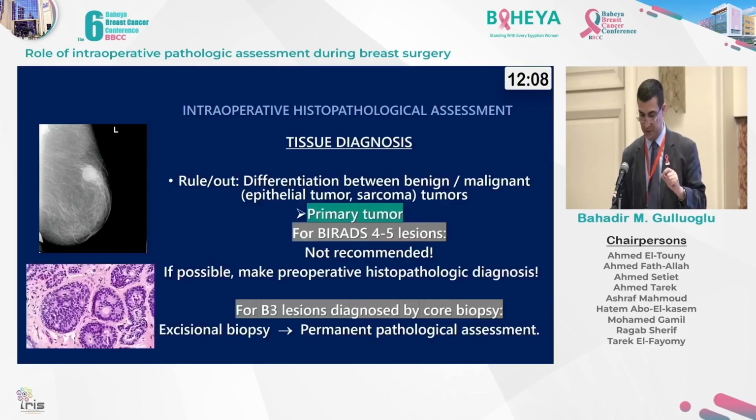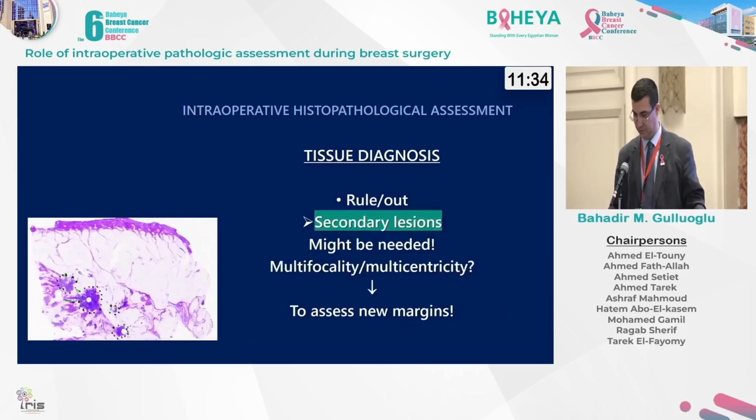If it is possible, please send it with an excision or with a core biopsy, of course. Excision is not recommended anymore, but especially for biopsies of 4 or 5 lesions, please send the pathologist a core biopsy. What about the B3 lesions? I will not talk about this much because Yazan will be talking about this, but in these cases, like ADH or LCIS, we recommend the excisional biopsy, because you're confirming the diagnosis by core biopsy, and with this, you should send it to the pathologist by excising the lesion.